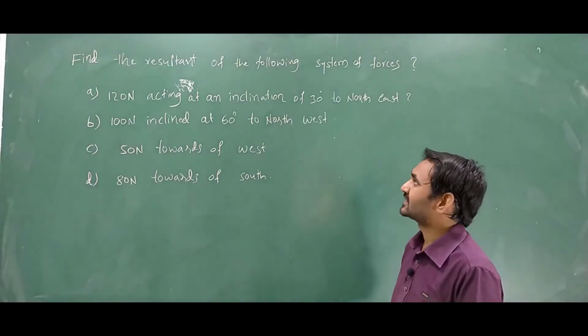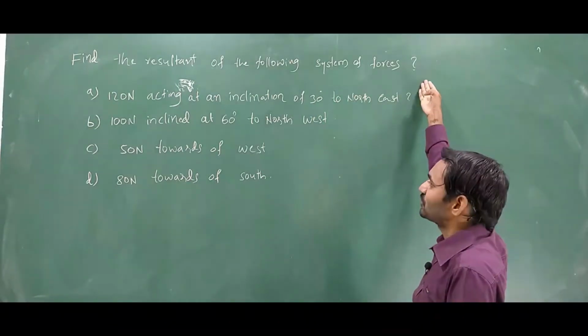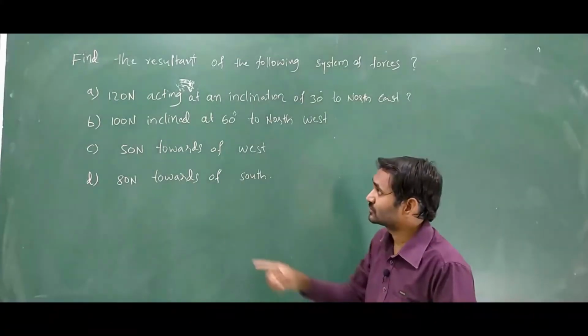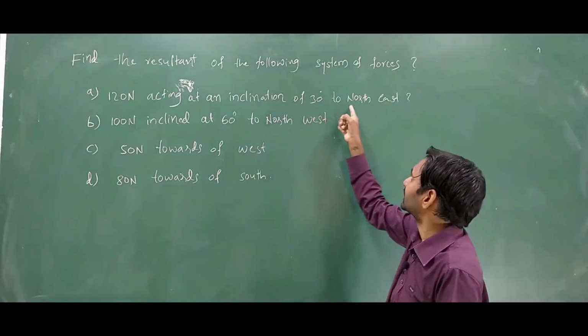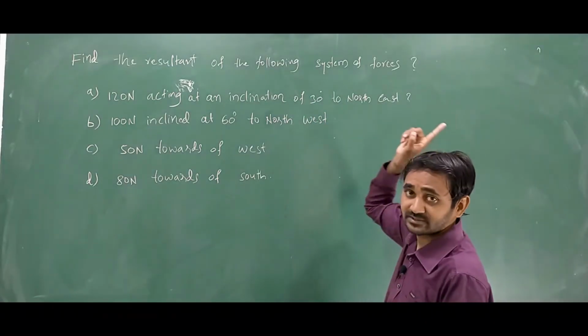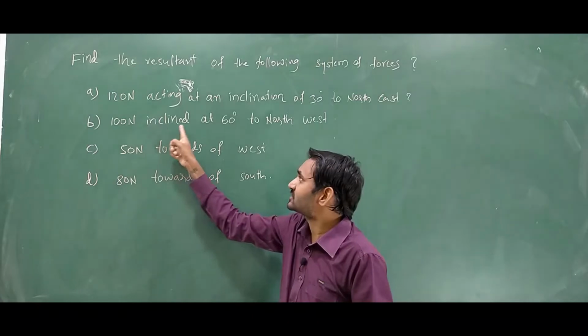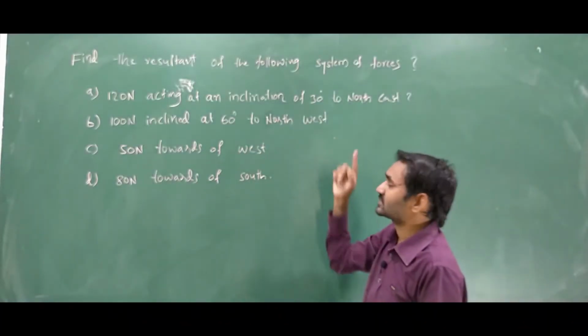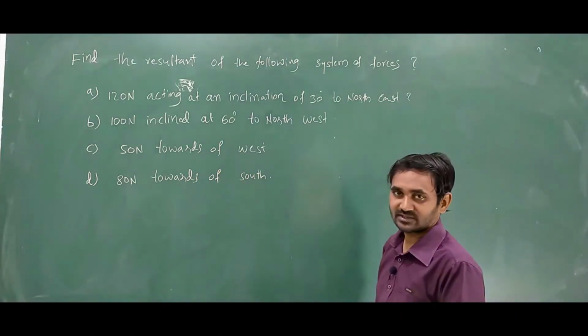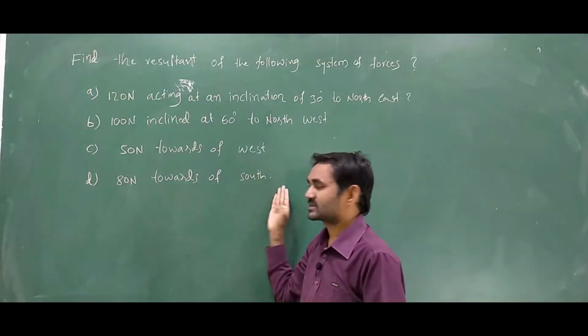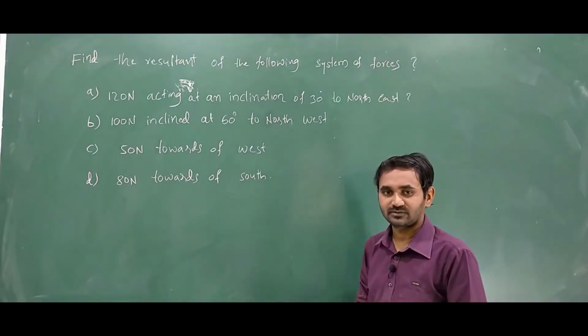Find the resultant of the following system of forces. 120 newtons acting at an inclination of 30 degrees to the northeast, 100 newtons inclined at 60 degrees towards the northwest, 50 newtons towards the west and 80 newtons towards the south.